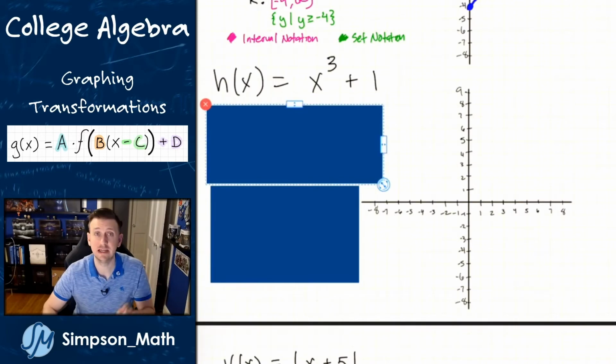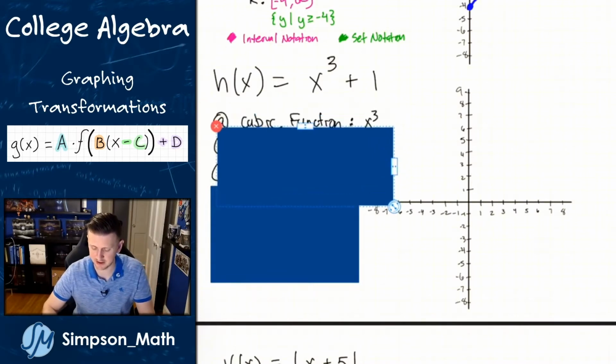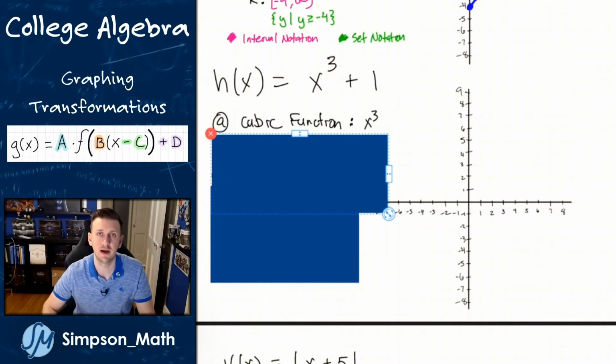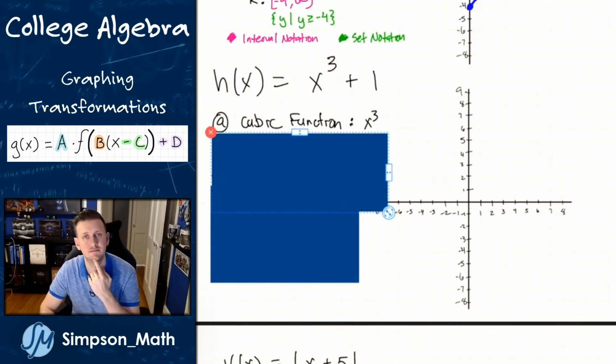So first, what is that parent function? Yep, that's the x cubed. That 1 isn't a part of the parent function, but that x cubed tells us it's the cubic parent function. And then that plus 1, what letter is that? Is that A, B, C, or D? Yep, again, we're adding on the outside of the function, so it's the D.